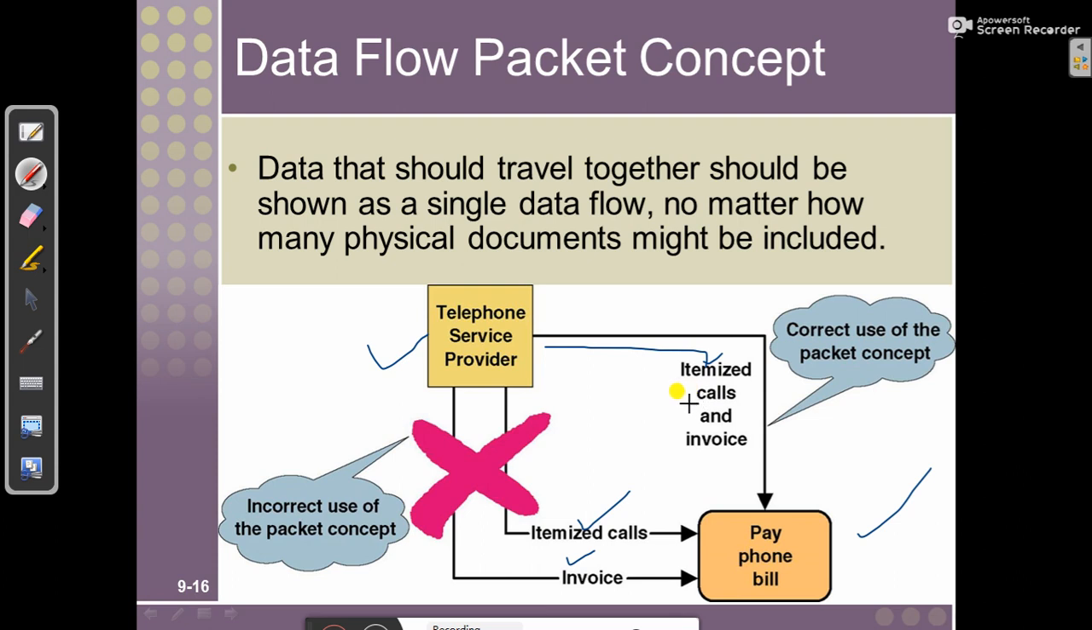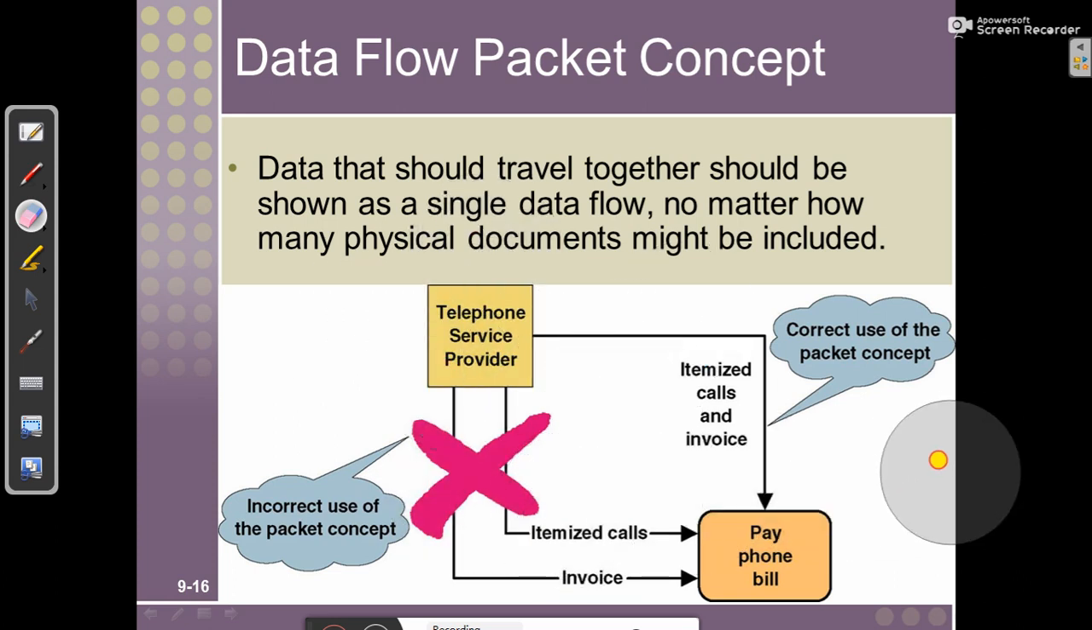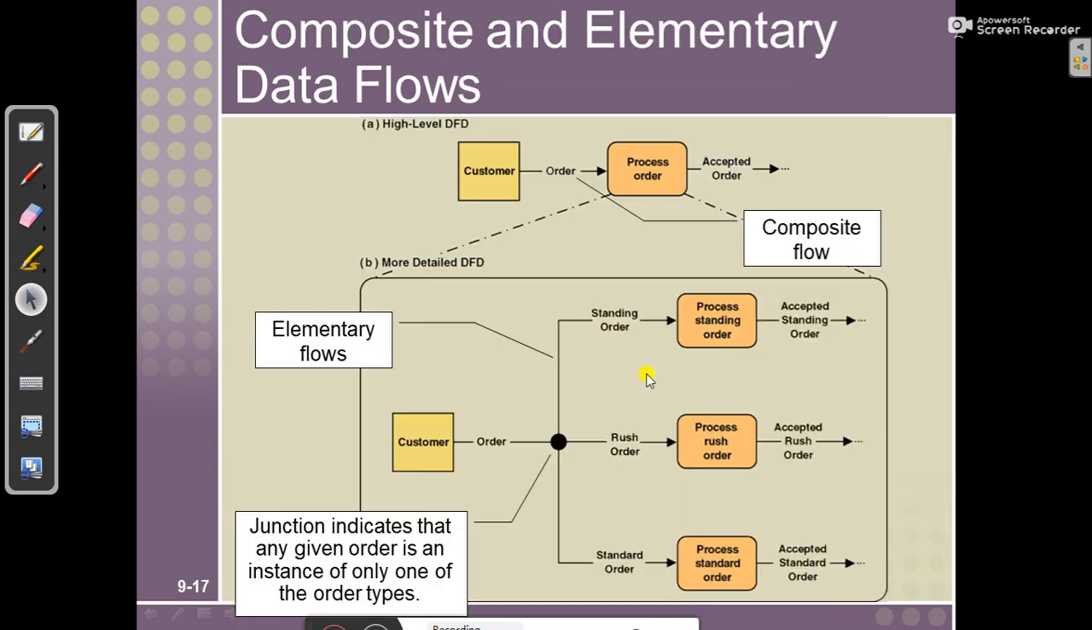data flow, that is, itemized call and invoice, or whatever name you give. That should be one, and the data flow should be one, not multiple types. So that is the concept. Data that should travel together from one location to another location should be shown as a single data flow, no matter how many physical documents might be included.